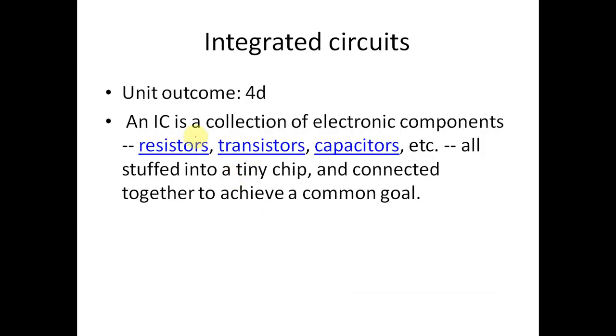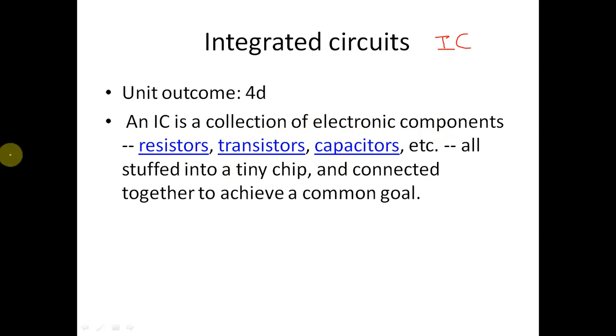Now the fourth point of Lecture number 3 is the integrated circuit. Integrated circuit is abbreviated as IC. And IC is a collection of electronic components.